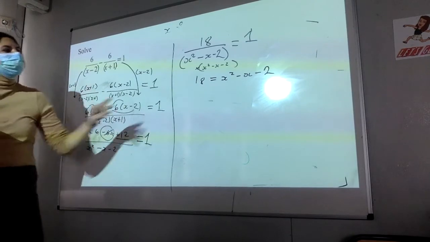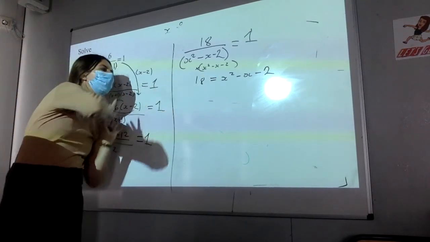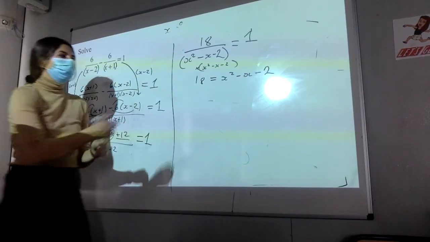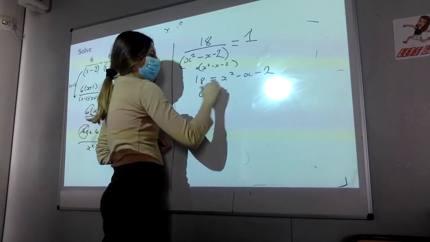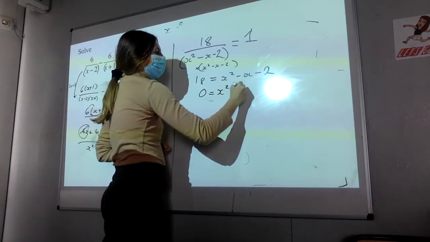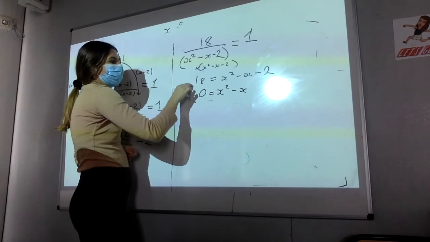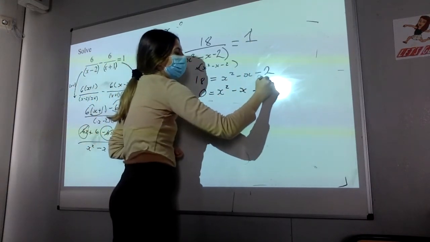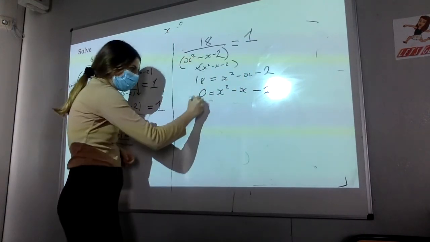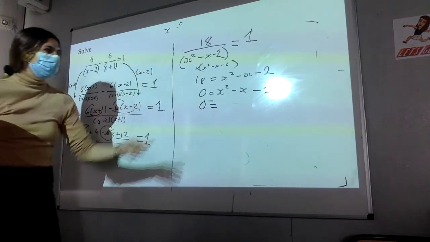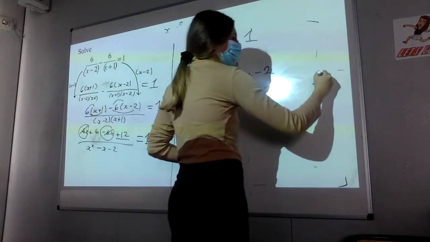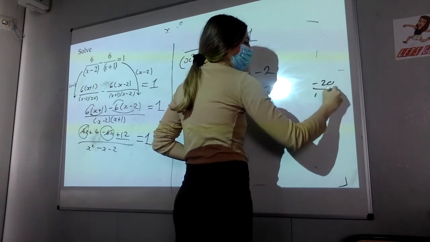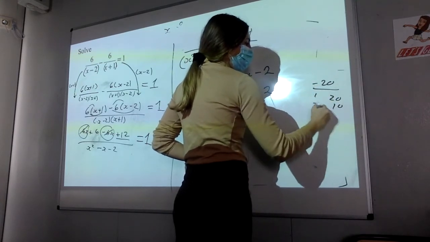Now, this is starting to look like a quadratic. We have to organise everything onto one side of the equation. We get this is equal to x squared minus x. We are going to take the 18, take that to the other side. That's going to be minus 20. Now we're at the stage of factorising. We're going to take the minus 20. We're going to factorise it into pairs, 1 and 20, 2 and 10, 4 and 5.